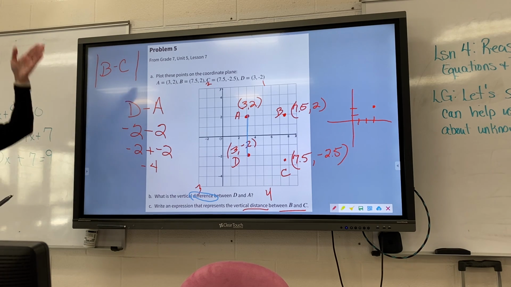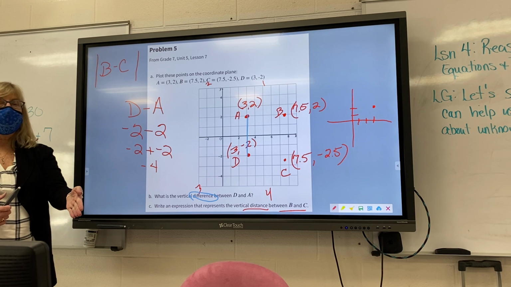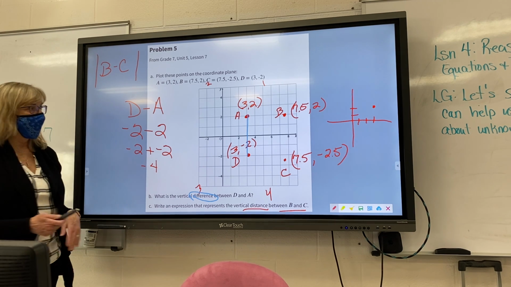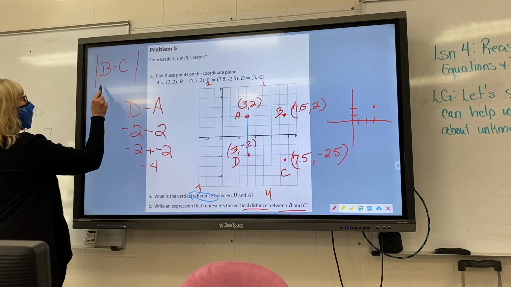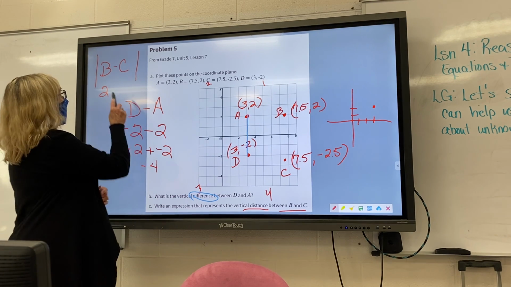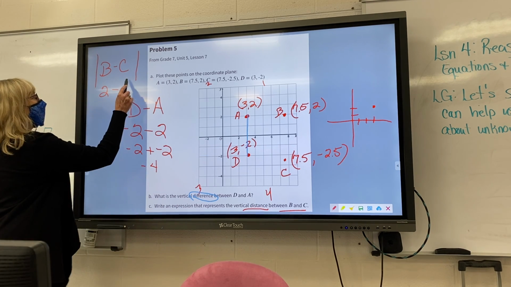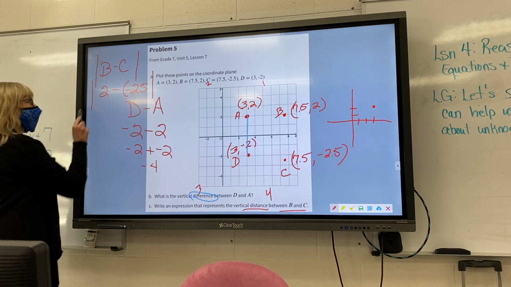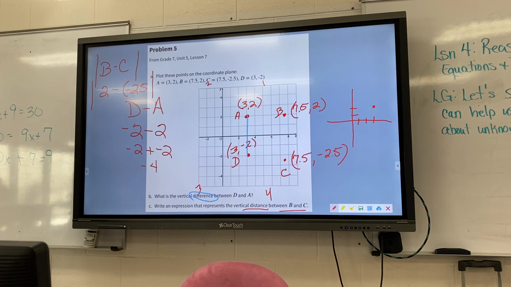All right, so we're still talking vertical. So which coordinate, the X coordinate or the Y coordinate? The Y. So I need B's Y, which is 2, minus C's Y, which is negative 2.5. Put it in absolute value. There's your answer. They don't want the answer, they want the expression.